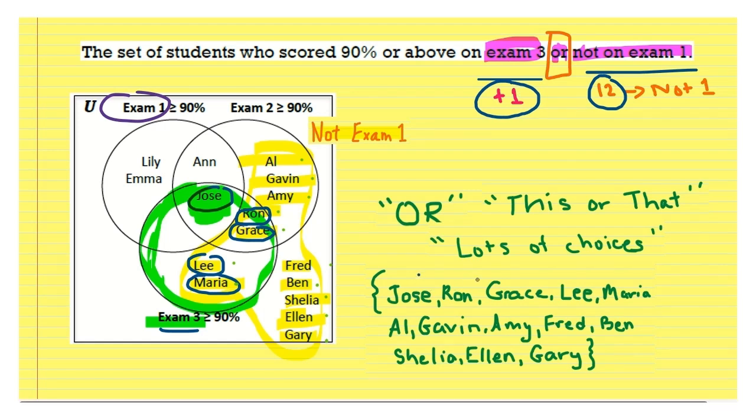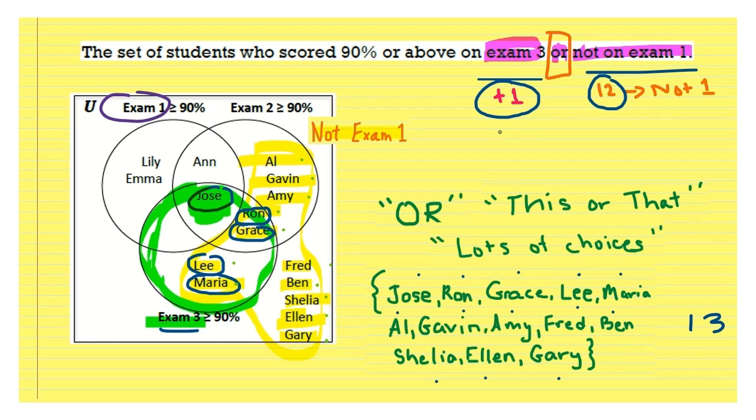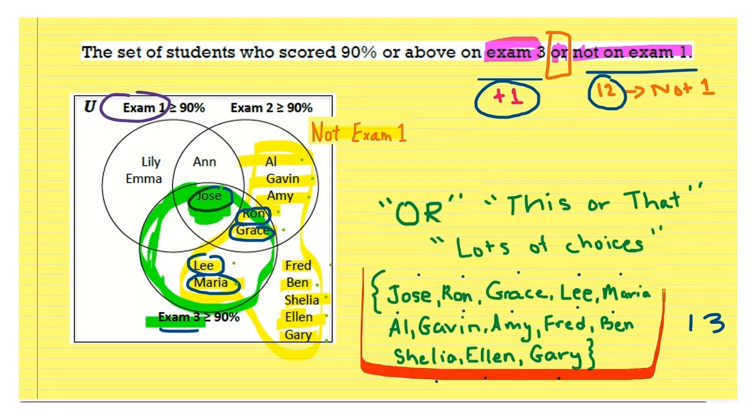So let's count them. Jose, Ron, Grace, Lee, Maria, Al, Gavin, Amy, Fred, Ben, Sheila, Ellen, Gary: 1, 2, 3, 4, 5, 6, 7, 8, 9, 10, 11, 12, 13. So there are indeed 13 students who scored 90% or above on exam 3 or not on exam 1. So that is how we will represent this particular set.